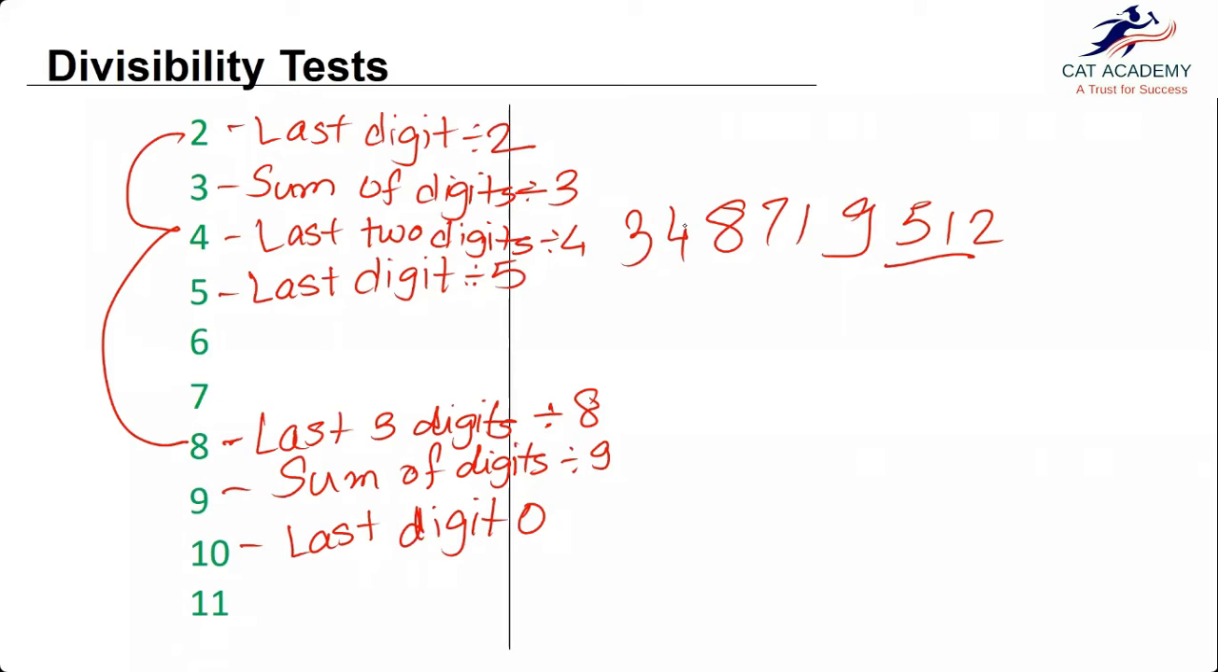Okay? Same logic can be extended to 32, Pushkar. Now you can try, if you wish. Last five digits, write down any number. For that matter, you can take this number. Check last five numbers. If they are divisible by 32, entire number will be divisible. Okay?